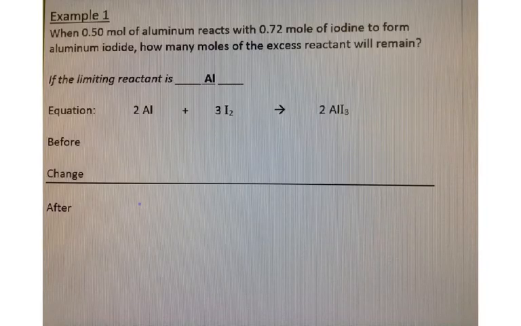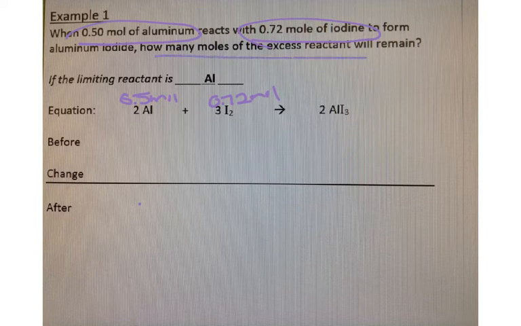So let's do an example problem. So when I have 0.5 moles of aluminum, so I'm going to put 0.5 moles up here, okay, reacts with 0.72 moles of iodine. So when I'm filling in my BCA chart, I notice that I was given 2 reactant amounts. Therefore, I'm going to need to do a limiting reactant problem. It asks me how many moles of excess reactant will remain. So here's the first step.